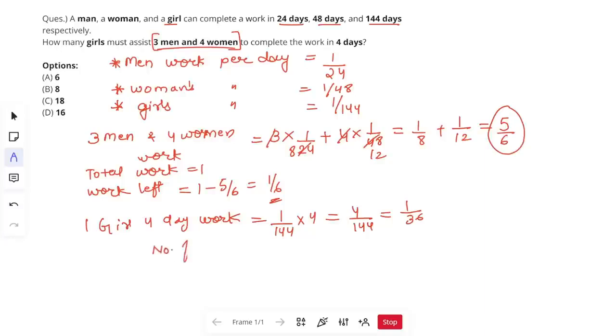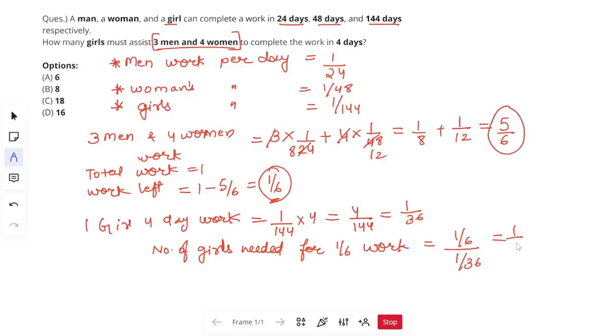why 1 by 6? Because 1 by 6 is the only work left. The number of girls needed for 1 by 6 work will be 1 by 6, that is the total work left, divided by the work done by one girl. So when you solve this, 1 by 6 into 36 by 1, it is going to be 6. So you will need 6 girls who can complete the work in 4 days.